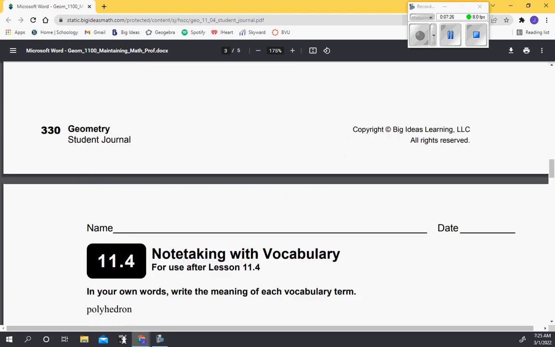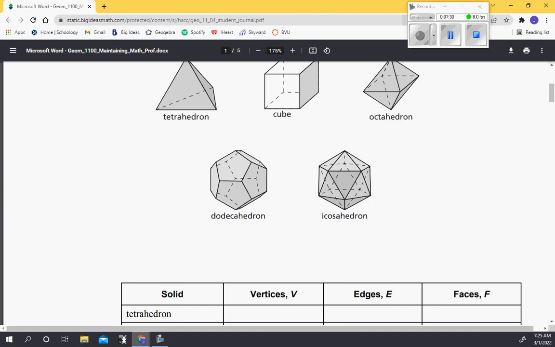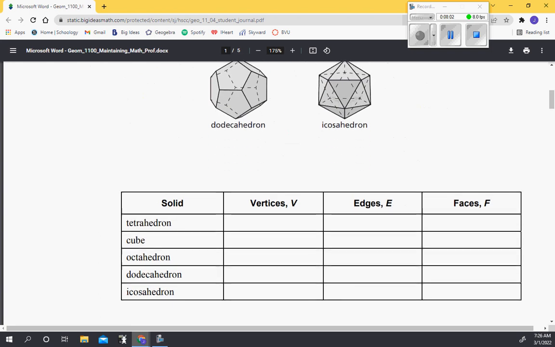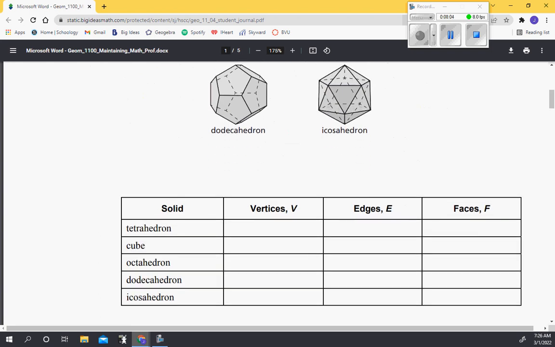Go back up to the top. Here's some examples of platonic solids. Okay, each of these solids has congruent regular polygons as faces. Okay, so first we have a tetrahedron on the left, a cube, an octahedron, a dodecahedron, and an icosahedron. And these are words you might not have ever heard of before in your life. We're going to just go through vertices, edges, and faces of each of these five shapes.